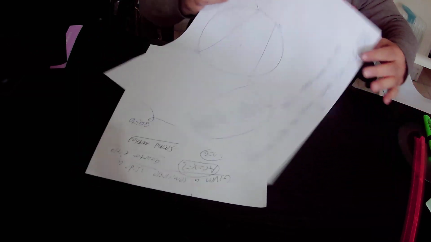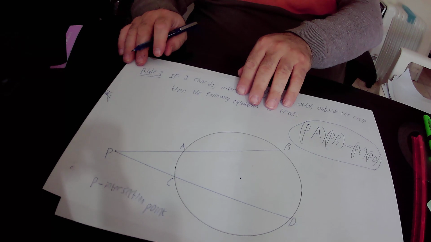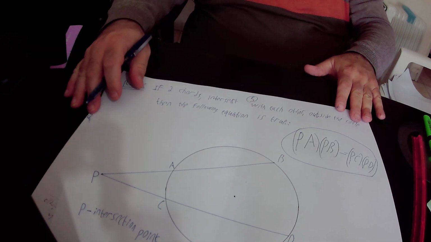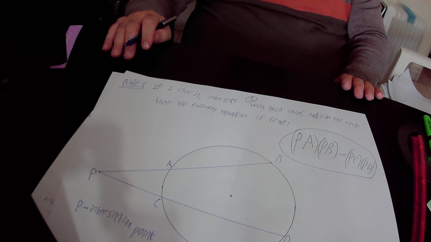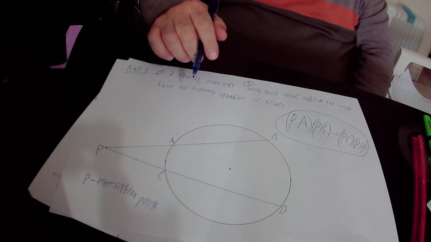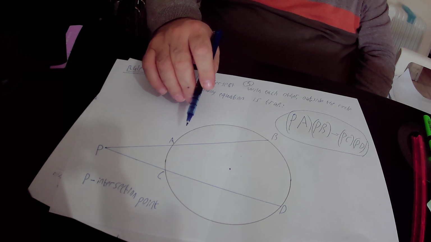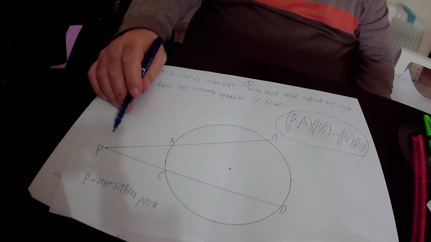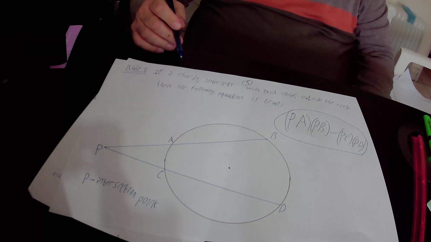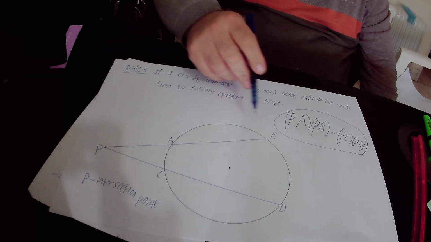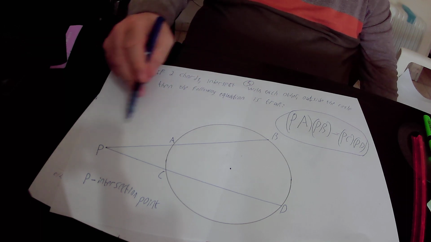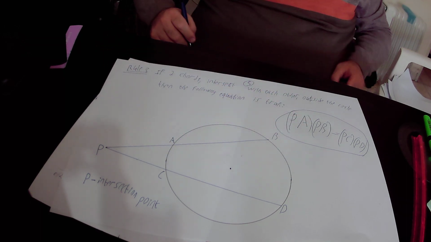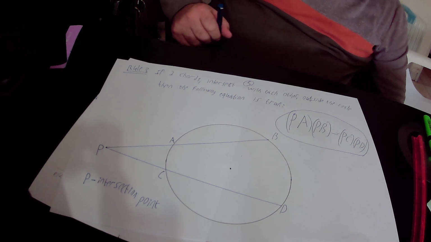I'll repeat rule number 3 again. According to rule number 3, if we have here chord AB that intersects with chord CD at point P, the intersection point between those two chords, and point P is located outside the circle, then the following equation is true: PA times PB equals PC times PD. So actually, you can implement rule number 3 in our drawing.